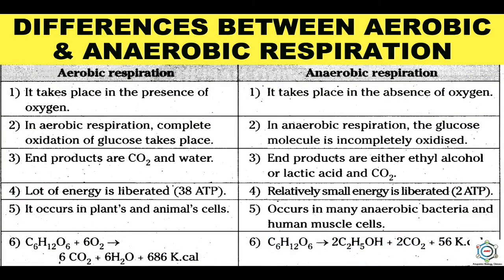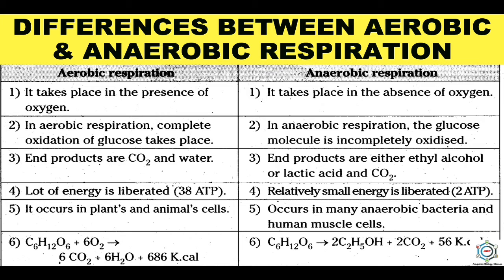Aerobic respiration takes place in the presence of oxygen, while anaerobic respiration takes place in the absence of oxygen. In aerobic respiration, the complete oxidation of glucose takes place, while in anaerobic respiration, the glucose molecule is incompletely oxidized. In aerobic respiration, the end products are carbon dioxide and water, while in anaerobic respiration, the end products are either ethyl alcohol or lactic acid and carbon dioxide.